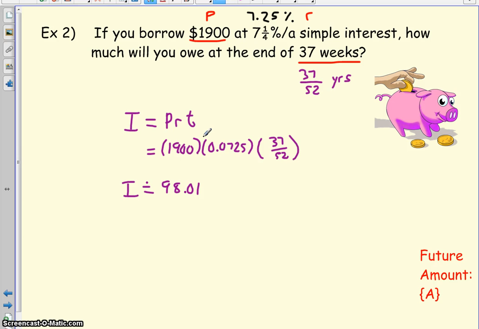$98.01. Okay, now you gotta be careful here, because this isn't what you owe. This is the interest that you have to pay back on top of what you already borrowed. So how much do you have to owe at the end of 37 weeks? Well, it's the interest plus the initial amount you borrowed. You don't get to ignore that $1,900 that was really borrowed. So the total amount you have to pay back is going to be equal to your principal plus your interest. So we borrowed $1,900, so we have to pay that back, as well as $98.01 of interest. So putting all that together, we have to pay back in total $1,998.01.